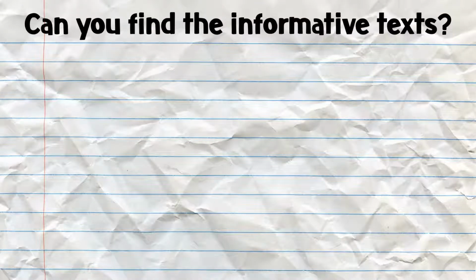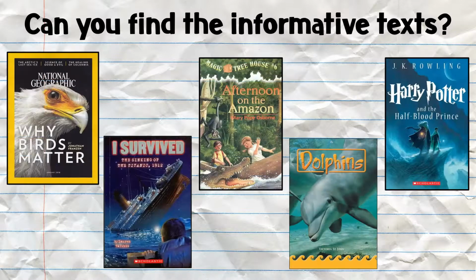Whoa, let's keep going. Now that you've seen a couple examples of informative books, let's see if you can spot the informative books here. These are the informative books, the National Geographic and the Dolphins book.